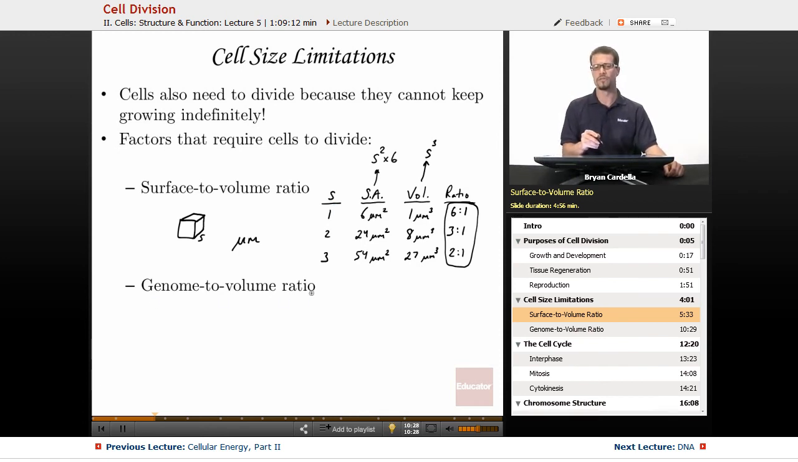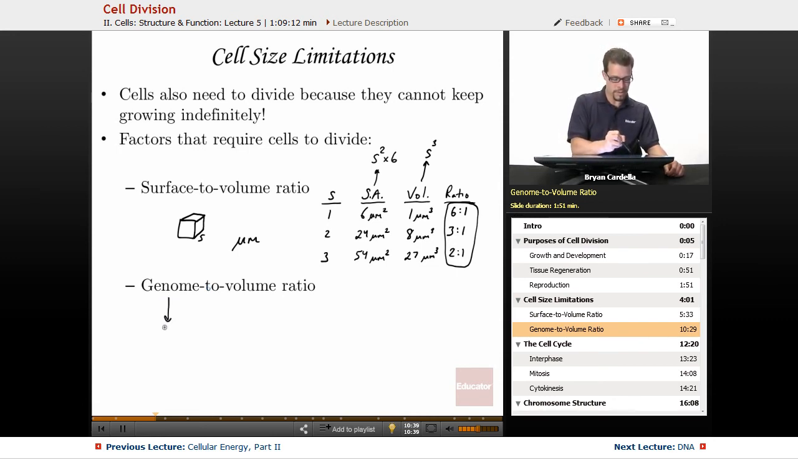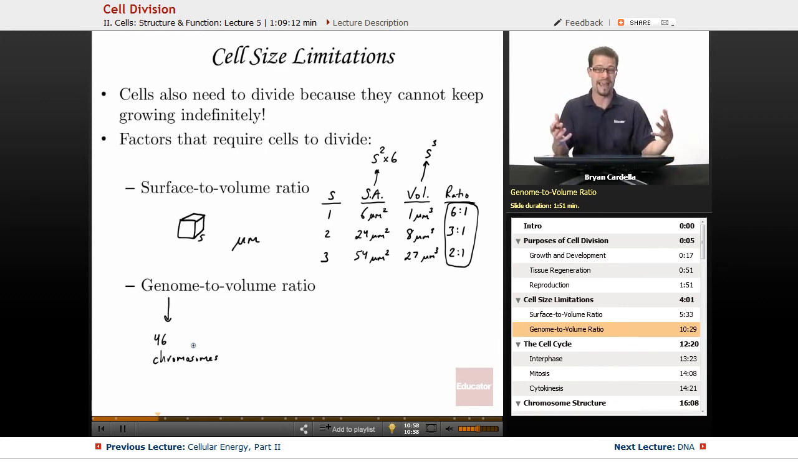Genome to volume ratio, a little bit different. Still has to do with relationship to volume, but genome referring to the chromosomes, the DNA inside the nucleus. Think about this. If the genome for humans is 46 chromosomes, and it is, 23 pairs, that doesn't change, meaning you don't get new chromosomes or additional chromosomes to manage a cell that's increasing in size. You have a fixed amount of information that's supposed to regulate a cell however big it gets.